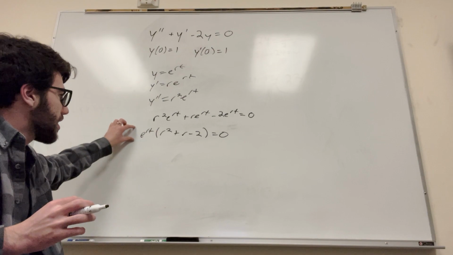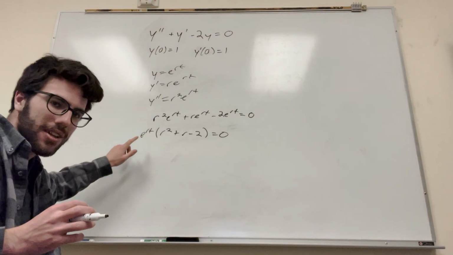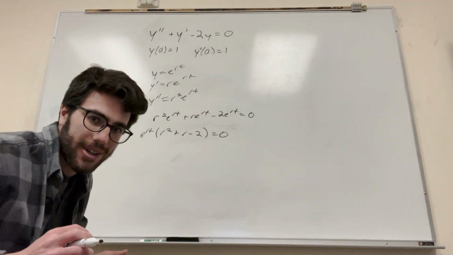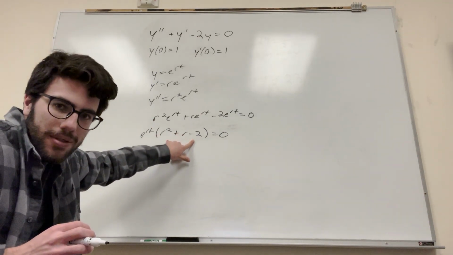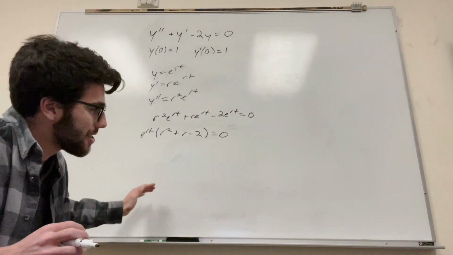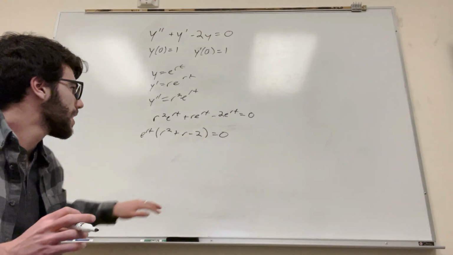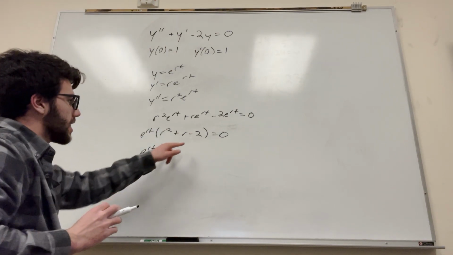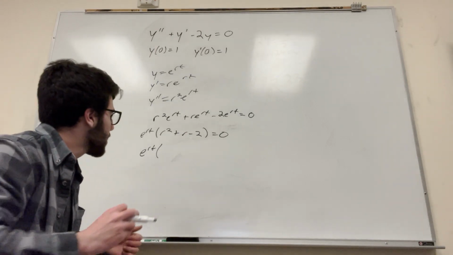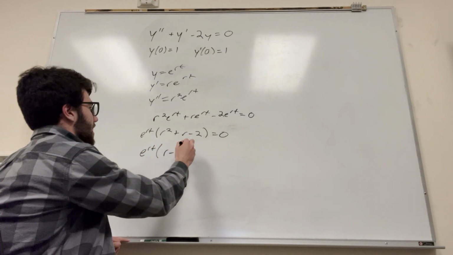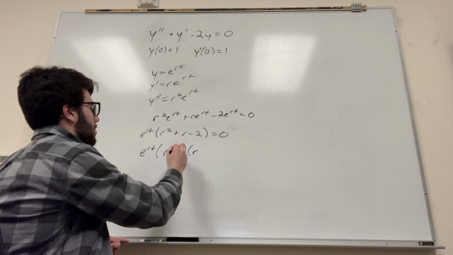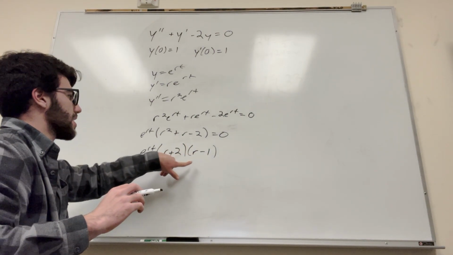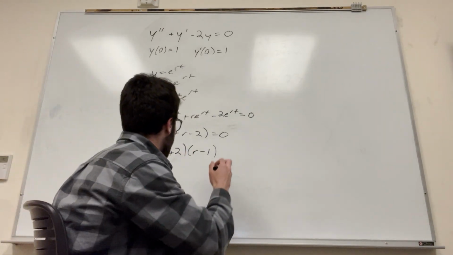Looking at the outside, you might think about when e to the rt is equal to 0, but you'll notice that this never equals 0 because it's an exponential. So the only way this equation is satisfied is where the inside is equal to 0. So we're going to factor: r squared plus r minus 2 becomes r plus 2 times r minus 1, because these multiply to negative 2 and add to 1. Yeah, this is like middle school, right?